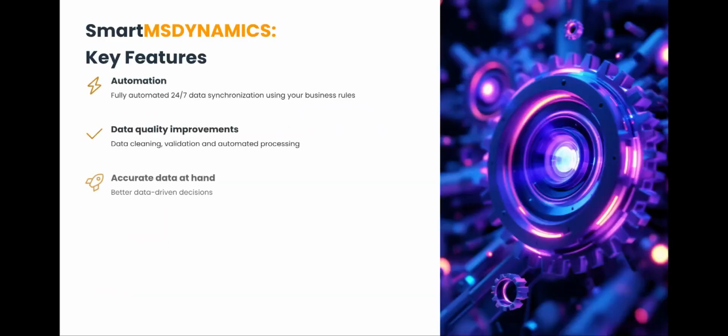Now, let's examine how SmartMSDYNAMICS works and the real difference it can make. We'll focus on 5 key areas. Automation. It's all about saving you time. SmartMSDYNAMICS automates your data synchronization 24/7. It works quietly in the background using your business rules to continuously push and pull data.